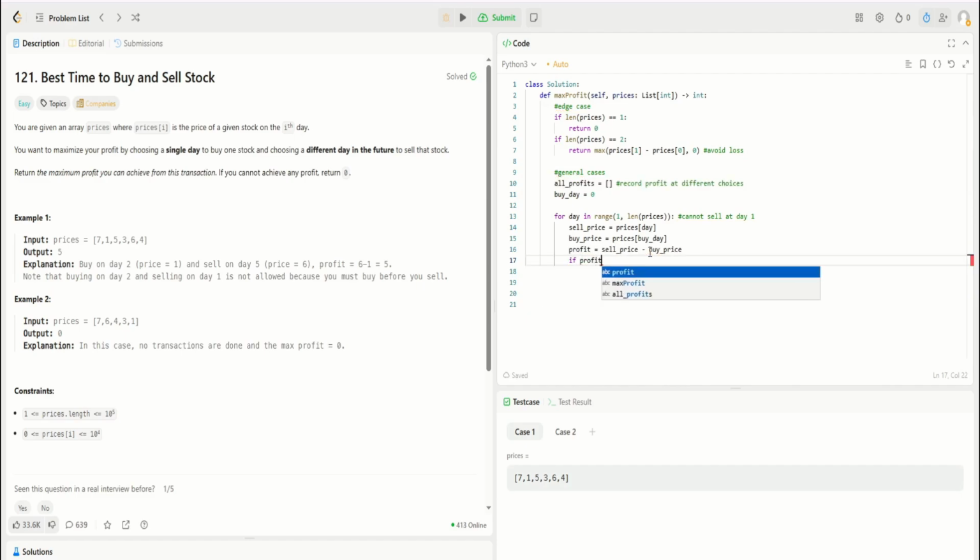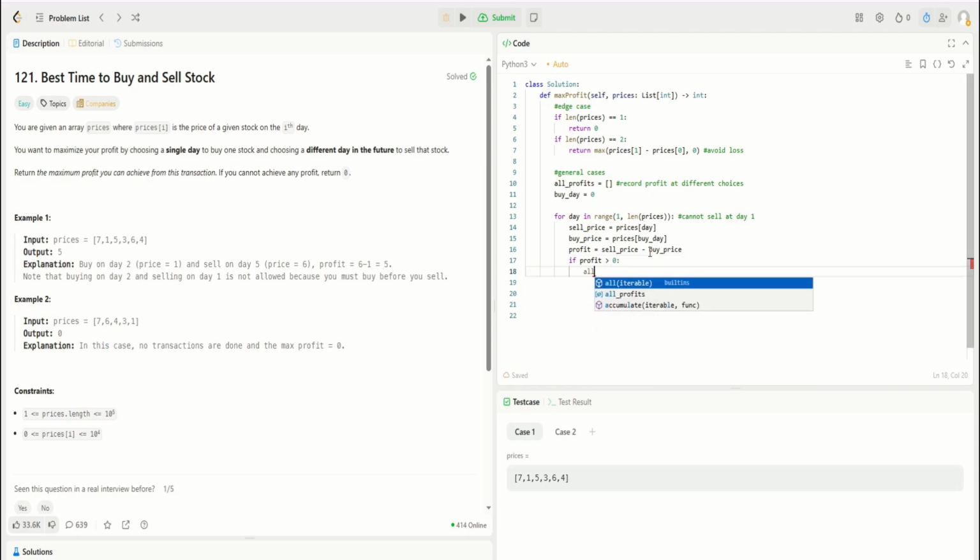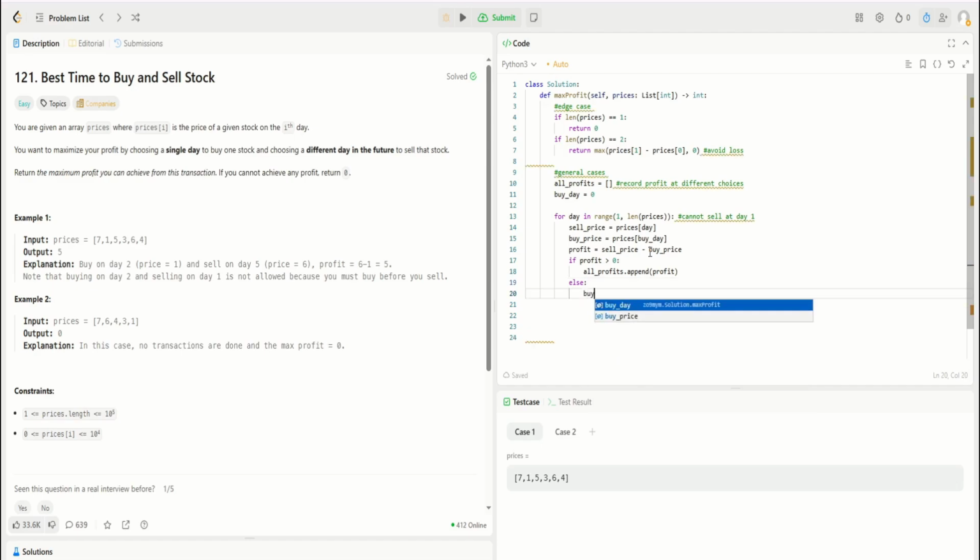Just safely record it: all profits append profit. However, if the profit is less than or equal to 0, we can just say buy day equals day.